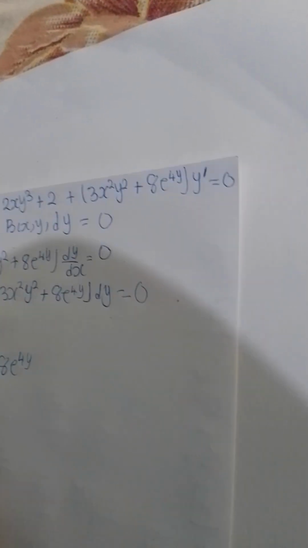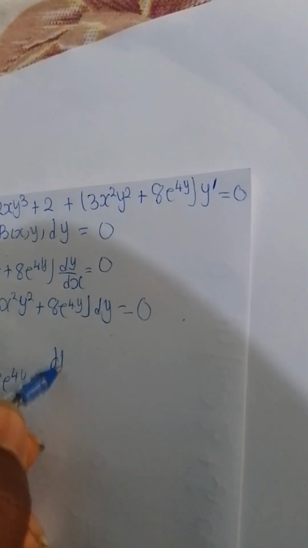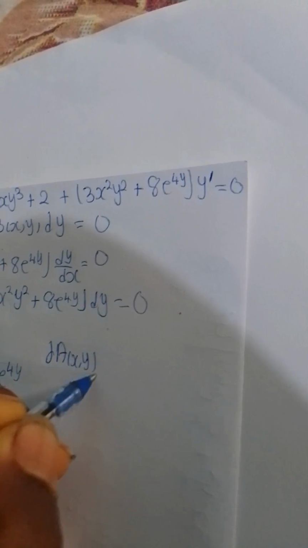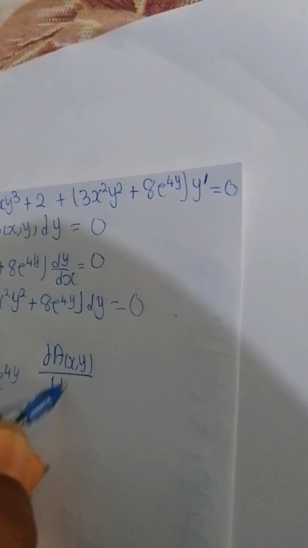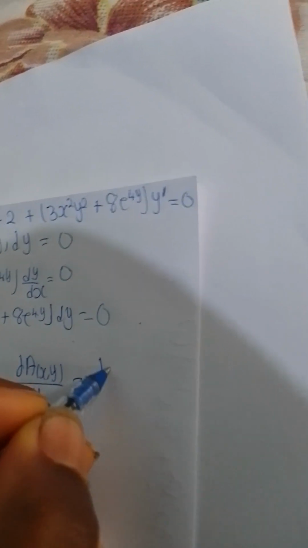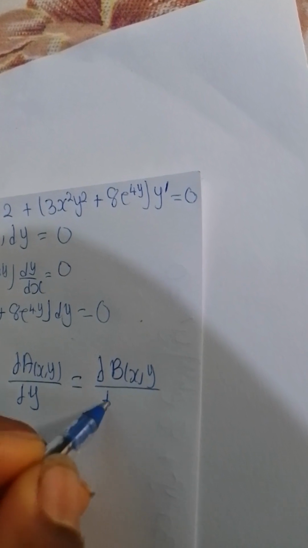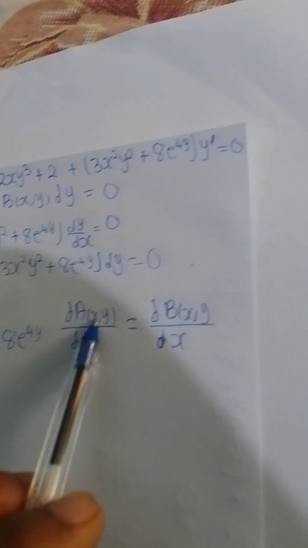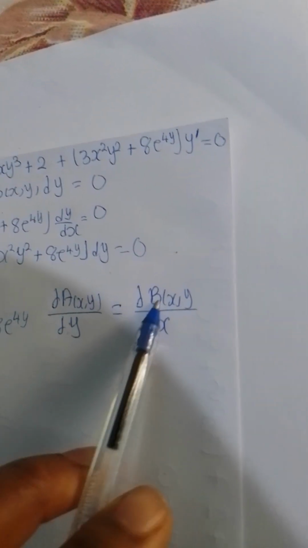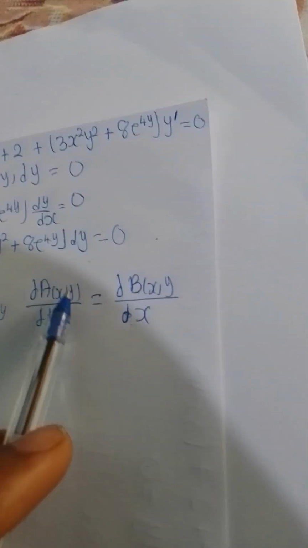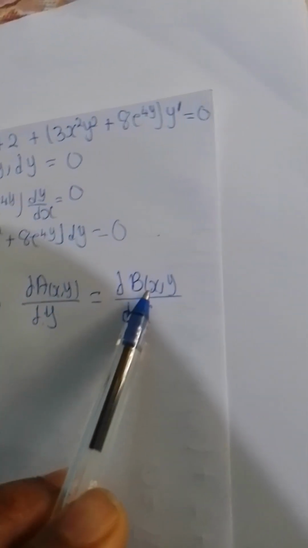Since we want to use the principle of exactness and inexactness to solve the differential equation, we need to show that the partial derivative of a of x,y with respect to y is equal to the partial derivative of b of x,y with respect to x. Knowing that a of x,y and b of x,y simply means that a and b are functions of both x and y, as we can see.